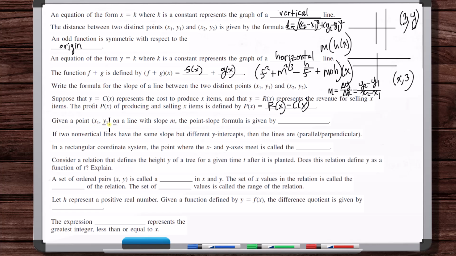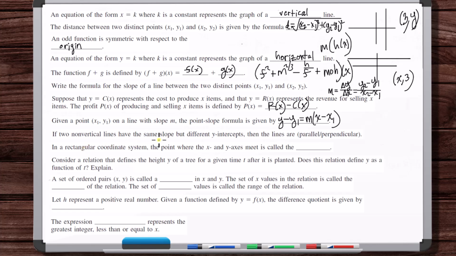Given a point x1, y1 on a line with slope m, the point slope formula is given by, okay, so we know the standard form of a line. We talked about the slope intercept form of a line. The point slope form of a line is y minus y1 is equal to m times x minus x1. Right? You have a point and the slope. You can make the equation of a line like this.